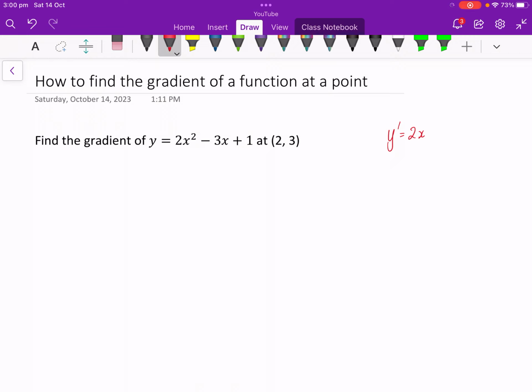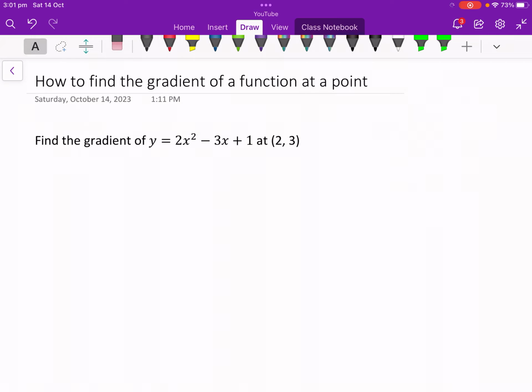Just note, I only actually need an x coordinate to find the gradient. Let me just repeat that again. You only need an x coordinate to find the gradient at a point, okay? Because there's no way to substitute y here. It's actually y prime, it's a different thing. It's the gradient function. So you actually only need the x coordinate here.